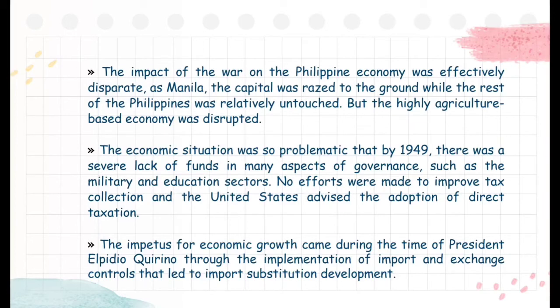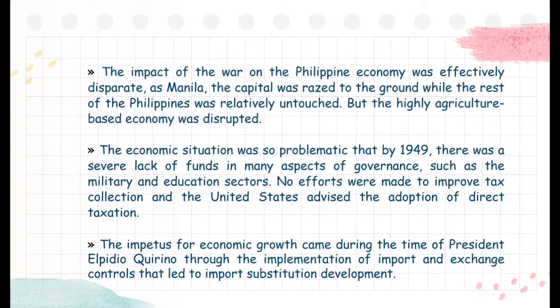No efforts were made to improve tax collection, and the United States advised the adoption of direct taxation. Direct taxation refers to the tax paid directly by an individual to government, and indirect taxation refers to tax that are collected. The administration of President Manuel Rojas declined the proposal because it did not want to alienate its allies in Congress. Although Rojas was successful in getting rehabilitation funds from US after independence, he was forced to concede military bases, trade restrictions for Philippine citizens, and special privileges for US property owners and investors.